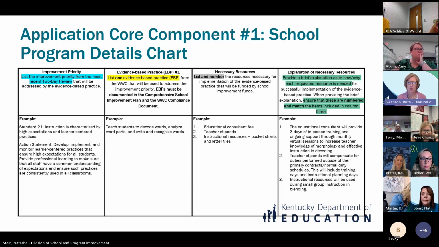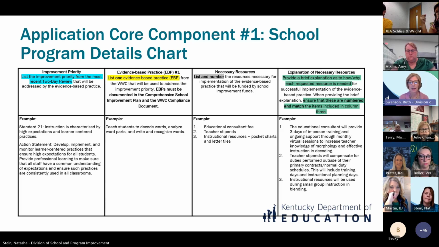It also goes on to give a little bit more detail in an action statement that also was taken directly from that 2-day review report. That action statement provides additional detail about what the team saw as a need during your visit. It further outlines what the school should develop, implement, and monitor learner-centered practices. Also ensure high expectations for all students and provide professional development for staff. So again, that gives me an idea of what my activities and my resources should be focused on. That comes directly from your 2-day review report.